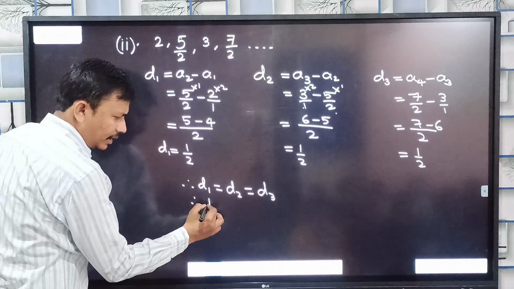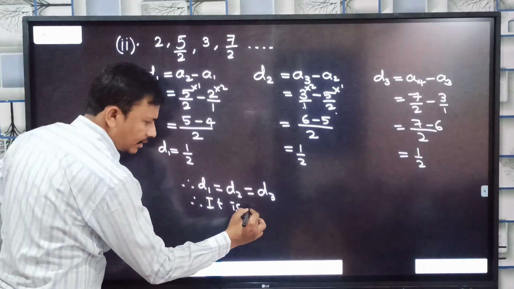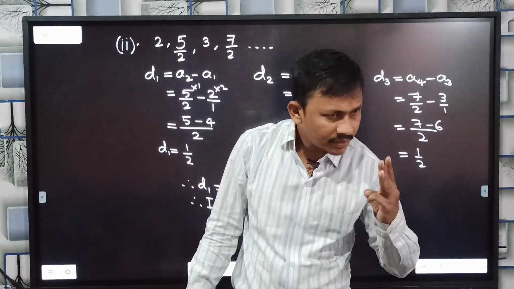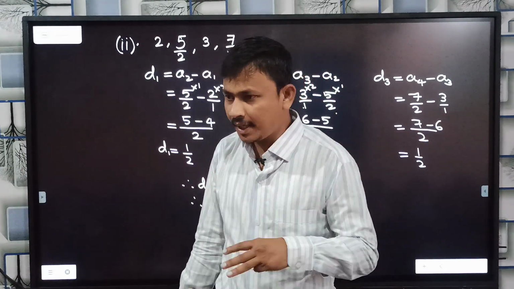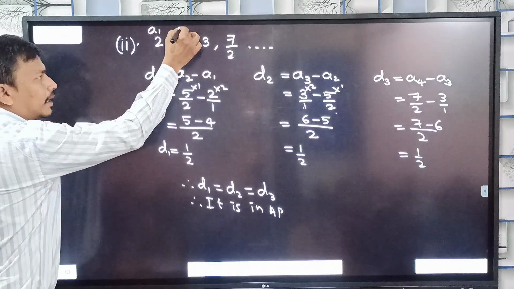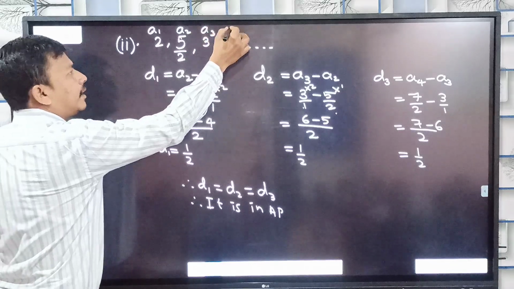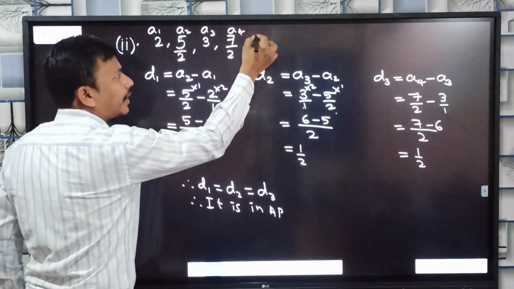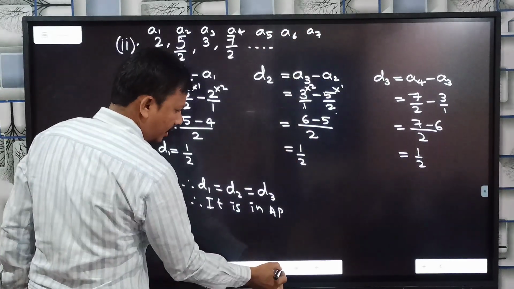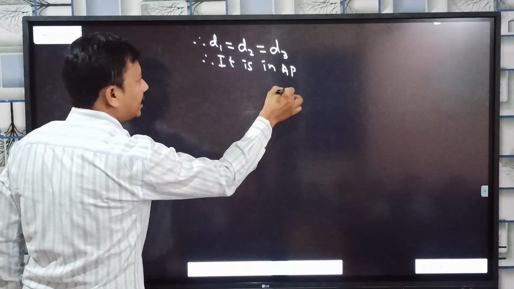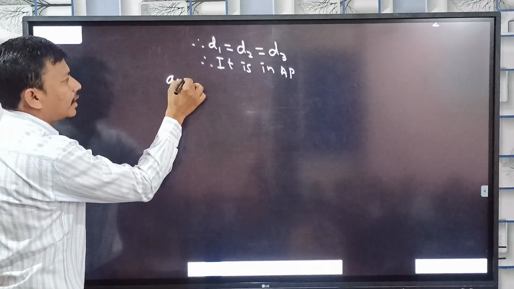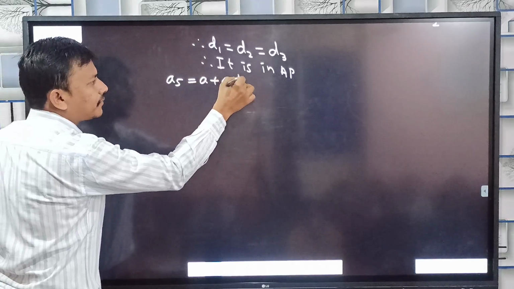Therefore, it is in AP. If it is in AP, what we need to find out? 3 more terms. We are having A1, A2, A3, A4. What we need to find out? A5, A6, A7. What is A5? A5 is equal to A plus 4D.